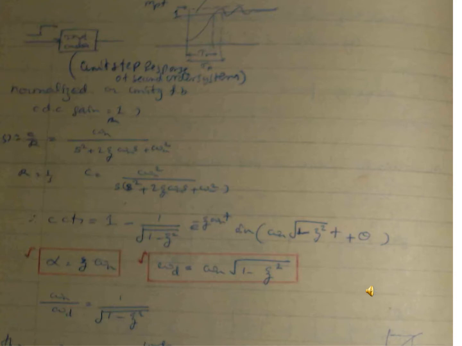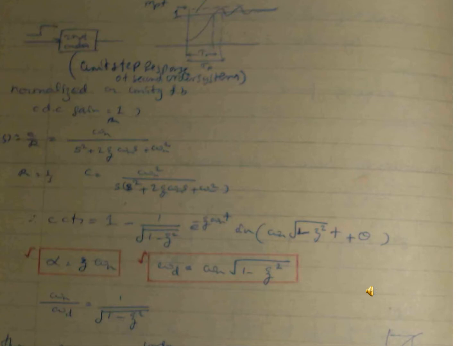In this case, R equals 1 over s. So therefore, C equals omega n squared divided by s times (s squared plus 2 zeta omega n s plus omega n squared). Therefore, for the closed loop circuit, we write down the time domain equation: 1 minus 1 divided by the square root of 1 minus zeta squared, multiplied by e to the power minus zeta omega n t, and sine of omega n square root of 1 minus zeta squared t plus theta.